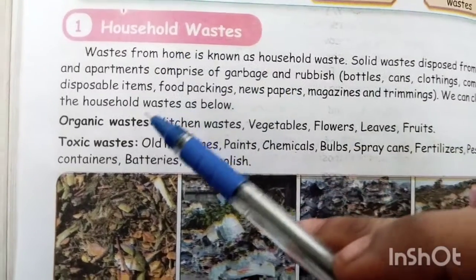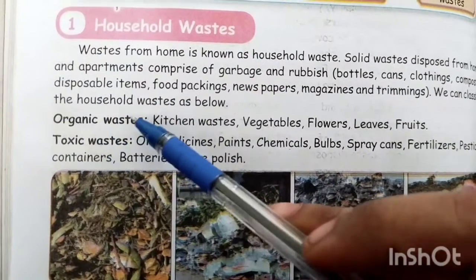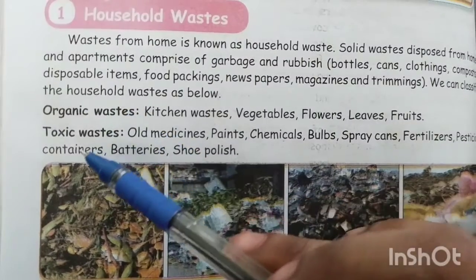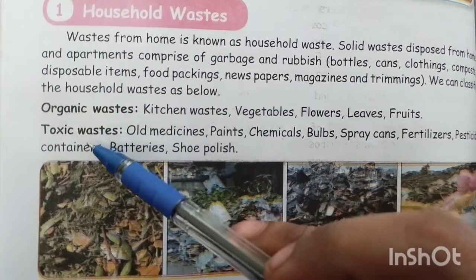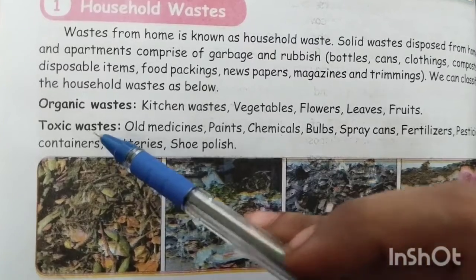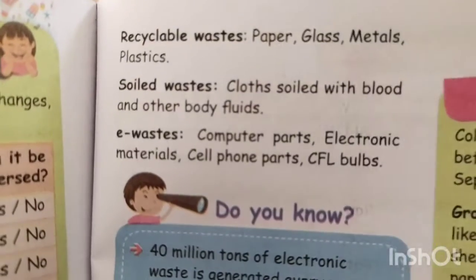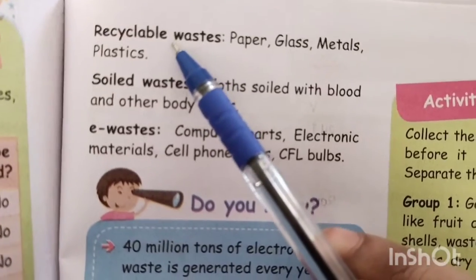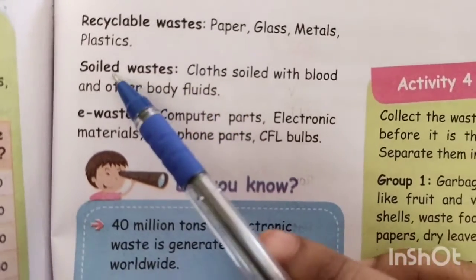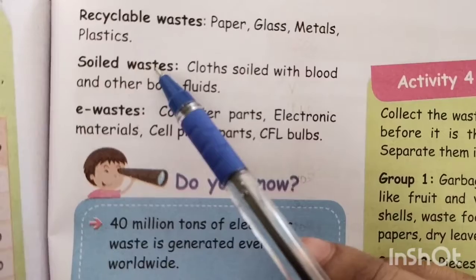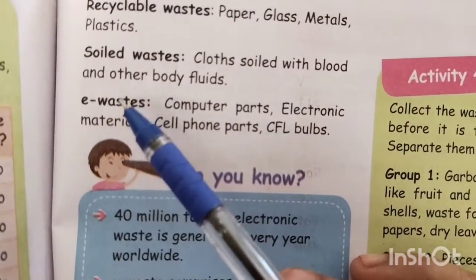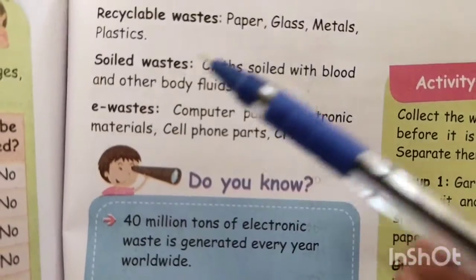Okay students, household waste can be classified into organic wastes, means easily degradable wastes; toxic wastes, means harmful wastes; recyclable wastes, means converting the waste into new products; soiled wastes, means dirty plaster, cotton, etc.; and e-wastes, means electronic wastes.